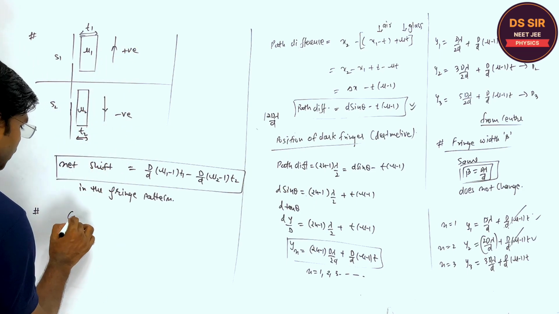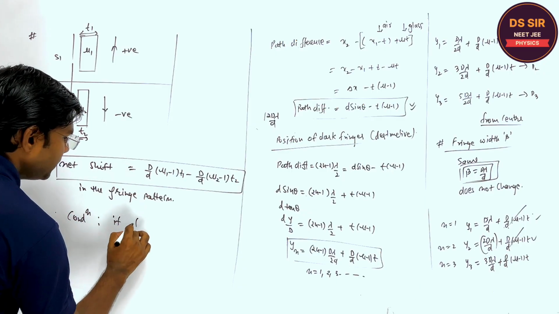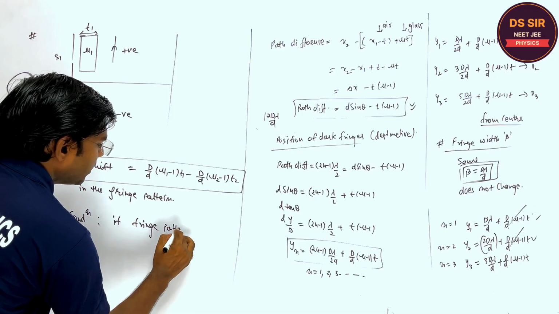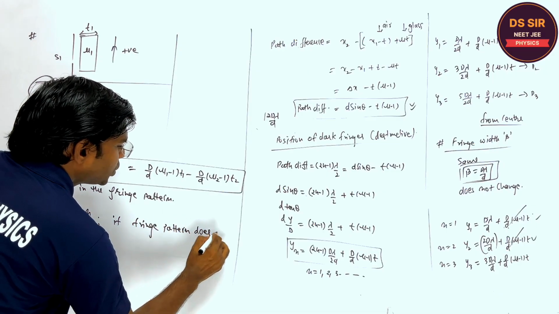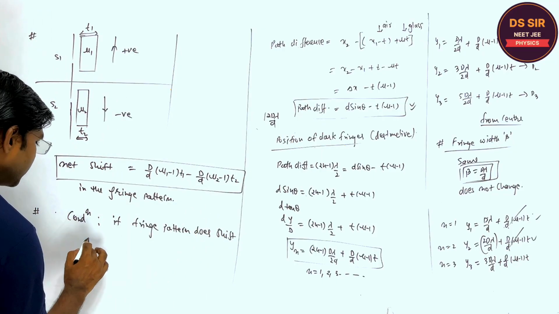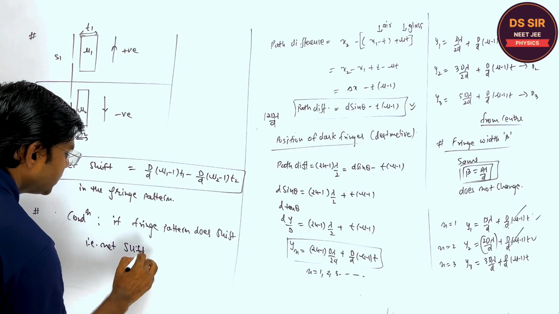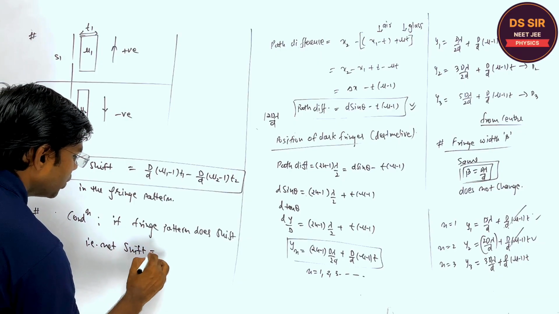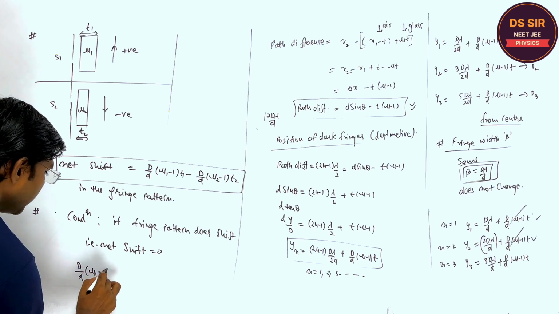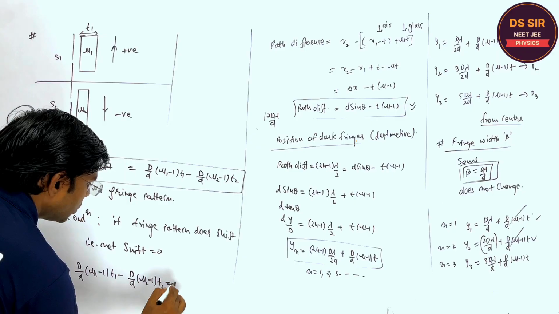If the fringe pattern does not shift, what does it mean? Then the net shift is what? Net shift is 0. So net shift is 0 means d upon d (mu1 minus 1) t1 minus d upon d (mu2 minus 1) t2 is equal to 0.